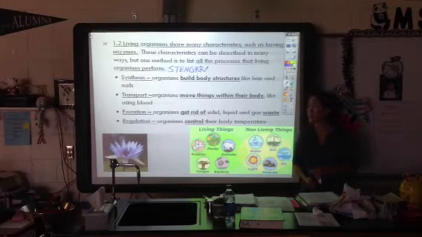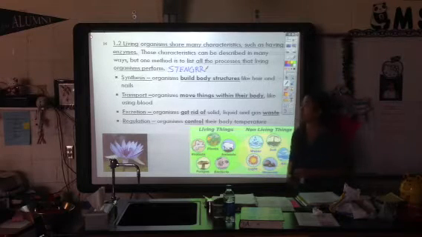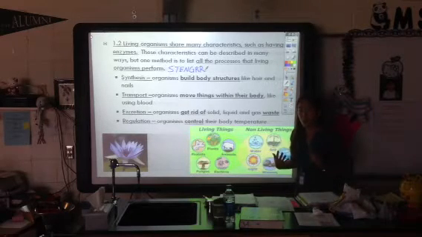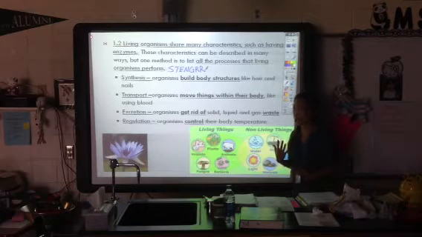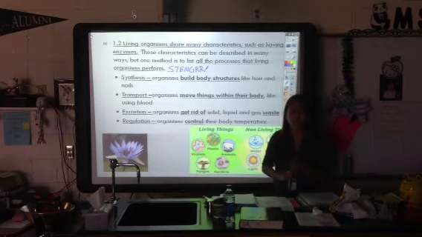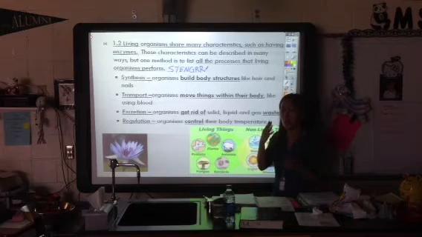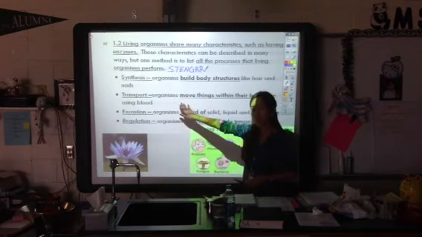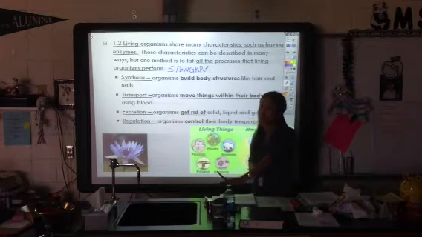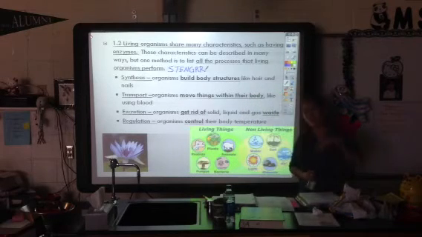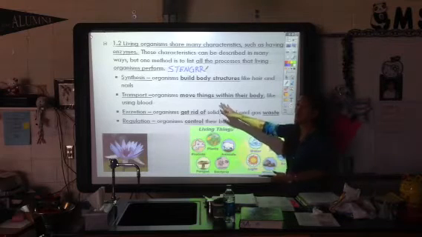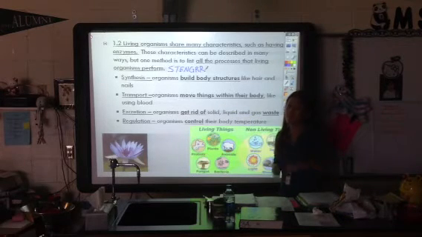The next process is transport, and this is where organisms move things within their body, like using blood. So your blood is moving all throughout your body, and that's going to help bring nutrients and oxygen to every cell in your body as well. So when you think of transport, don't think about literally you're physically moving. Don't think of transportation with cars and buses and that sort of thing. Think about movement inside of your body or inside of your cells.